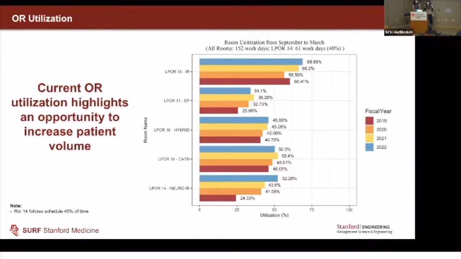And then we also looked at the ORs and the utilization specifically for these ORs. There is 5 of them that are primarily involved with cath-IR patients. And from our analysis of the utilization, we found that the current OR utilization highlights an opportunity to increase patient volume in the future.